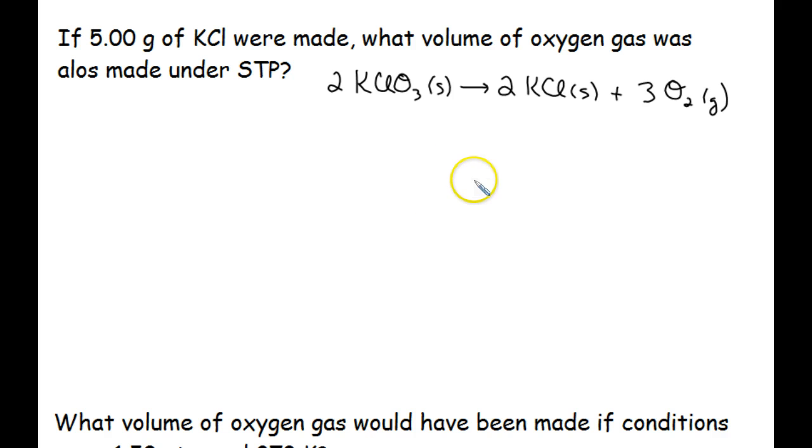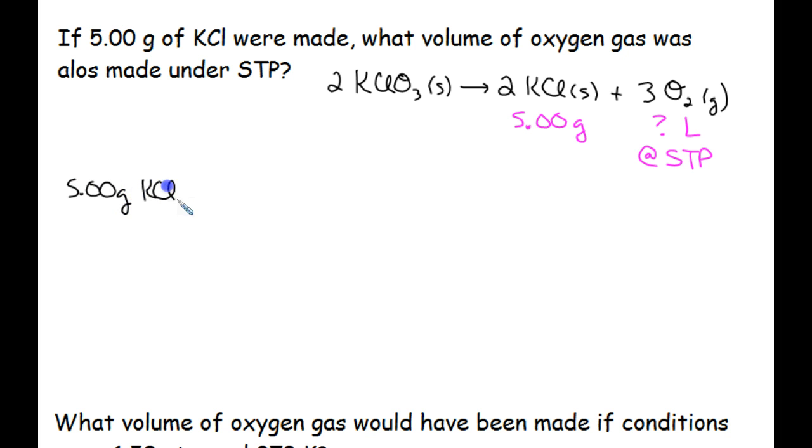If you've been watching the video series, we've been piggybacking off of this same reaction. In this one, we are saying that 5 grams of potassium chloride were produced, and we want to know what volume of oxygen gas was made at STP. And hopefully you started to remember that STP is 0 degrees Celsius or 273 Kelvin and a pressure of 1 atmosphere. Okay, so for this setup, of course, we're starting from grams because that's what we were given.